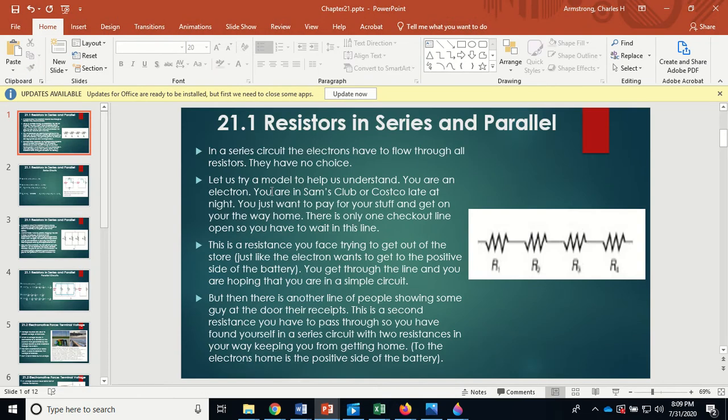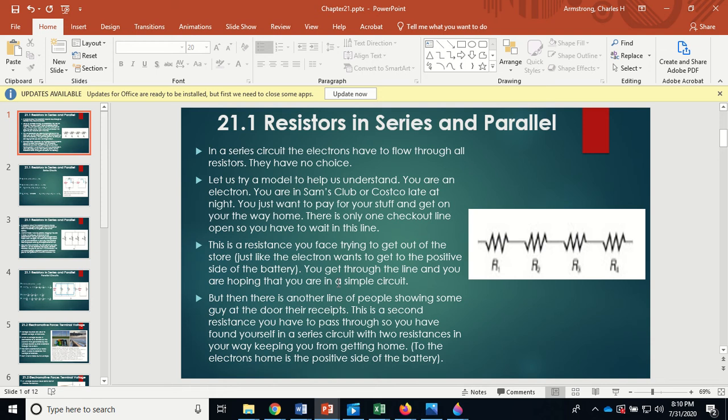In a series circuit, the electrons have to flow through all resistors. They have no choice. So an electron over here has to go through that one, and then that one, and then that one, and then that one. There's no choice. Let us try a model to help us understand. You are an electron. You are in Sam's Club or Costco late at night. You just want to pay for your stuff and get on your way home. There is only one checkout line, so it's so late they only have one open. So you have to wait in this line.